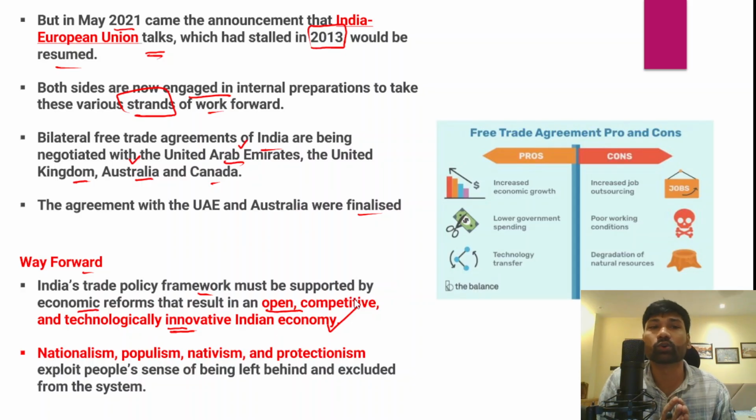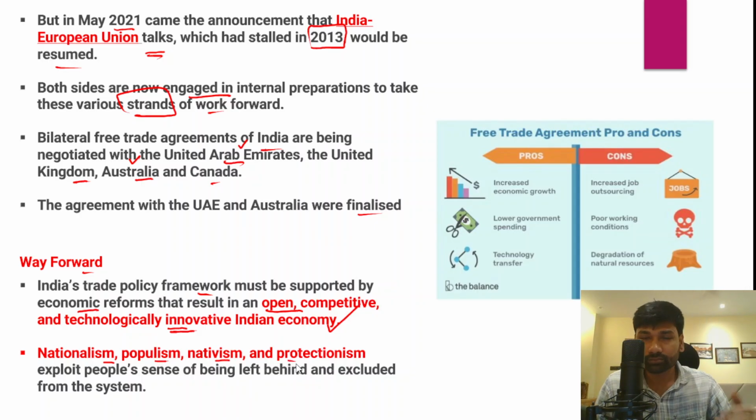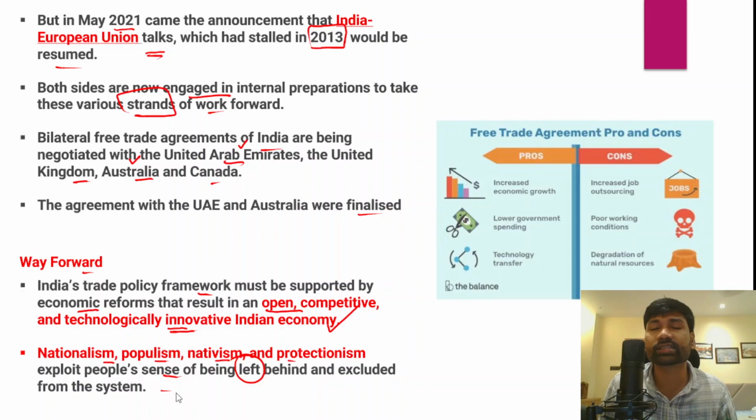However, nationalism, populism, nativism and protectionism and even economic isolationism exploit people's sense of being left behind and excluded from the system. Therefore we need to be careful and we should also try to have more such free trade agreements with other countries where we have a competitive advantage, where we could benefit from such trade.